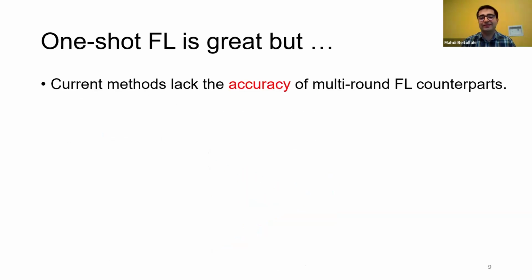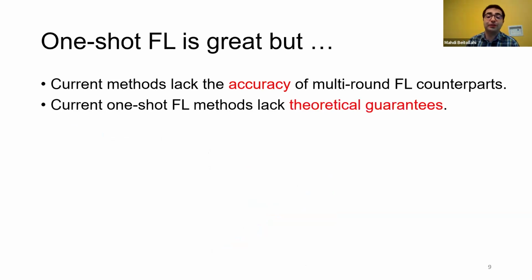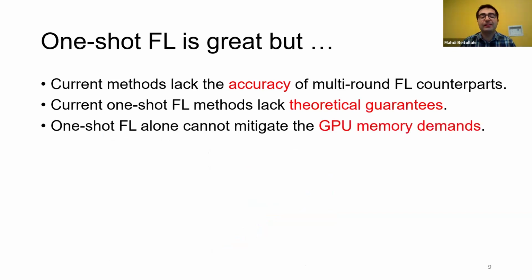But the thing is that one-shot FL is great, but the current methods lack the performance of their multi-round FL counterparts. And we don't have theoretical guarantees, because in multi-round FL, we are using the fact that we run it for a long period of time and in the end, it's going to converge. So this is extremely challenging in one-shot FL. And also, one-shot FL doesn't mitigate the GPU memory demands, right? We still have to fine-tune these foundation models on user devices, right?